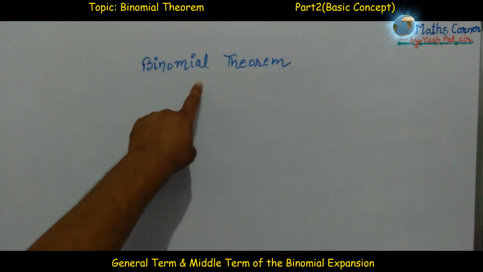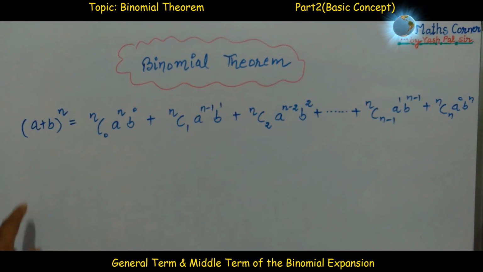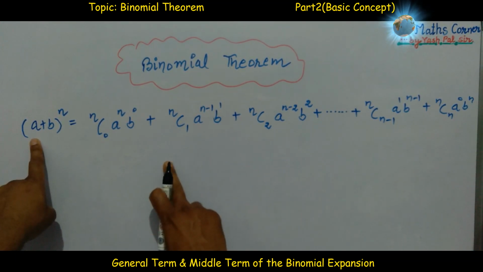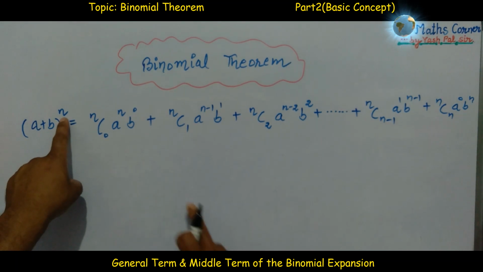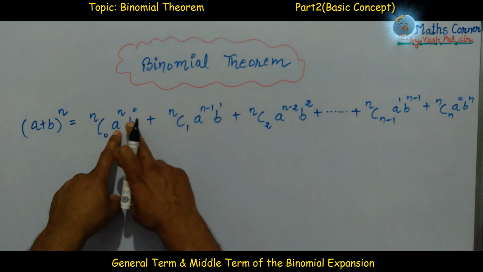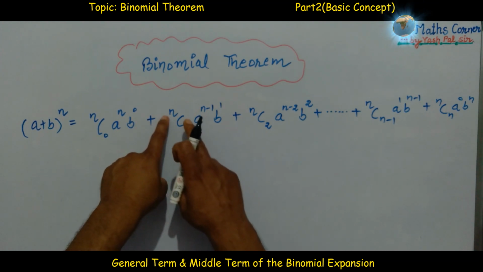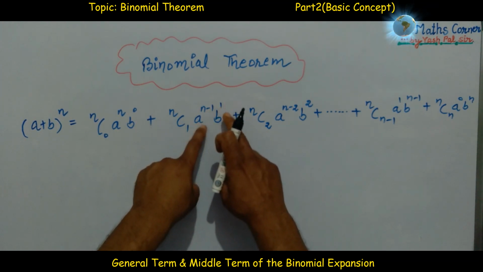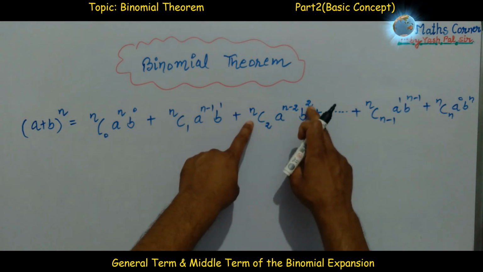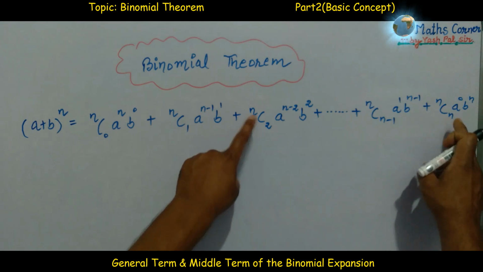Hello and welcome everyone. In this video, we are going to study the binomial theorem. As discussed in the previous video, (a + b) raised to power n is equal to nC0 a^n b^0 + nC1 a^(n-1) b^1 + nC2 a^(n-2) b^2 and so on, like this.